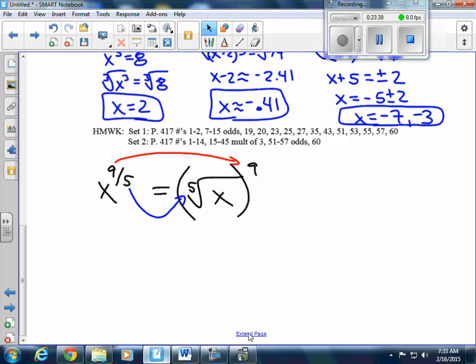Right. So again, in section 6.1, we're talking about evaluating nth roots and using rational exponents to solve equations. So here are the 2 homework sets that you can choose from.